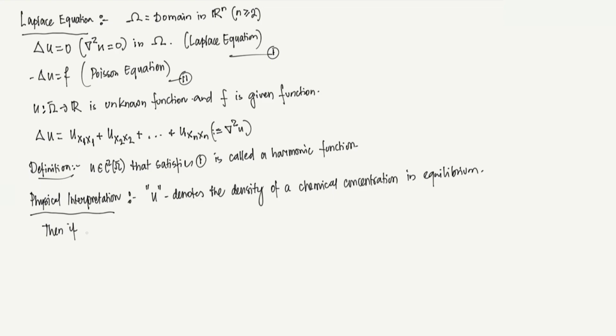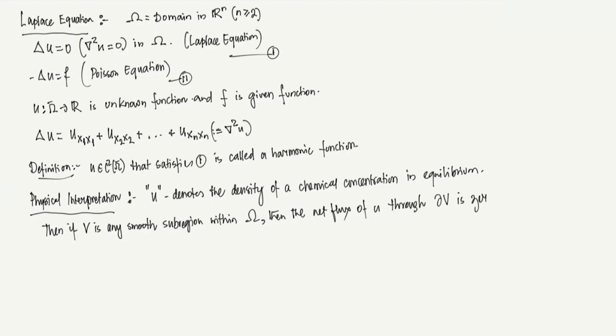So then if, let's say, V is any smooth sub-region within omega, then the net flux of u through the boundary, through del V, is 0. Net flux is how much the density is changing.